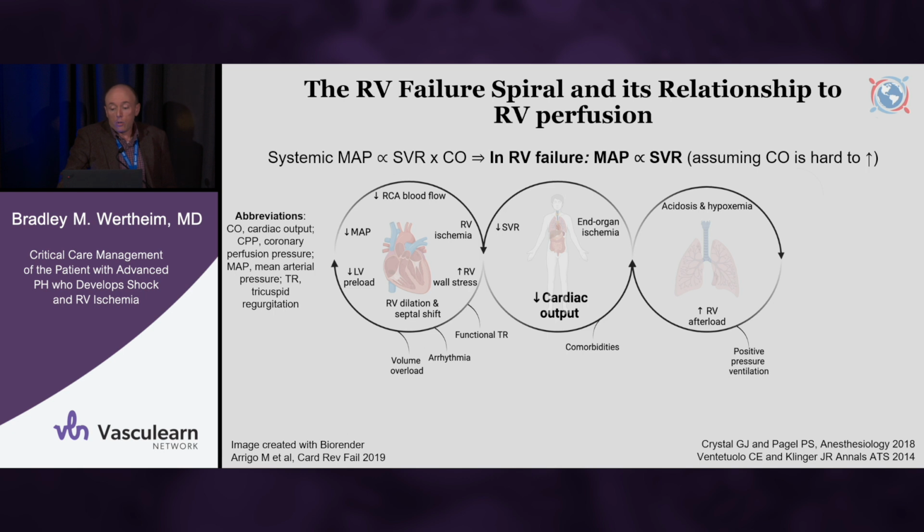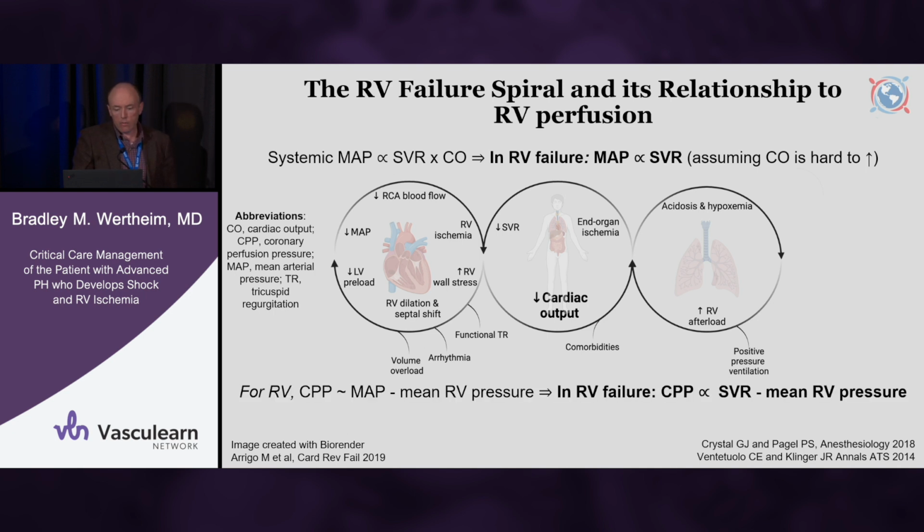However, in the setting of acute RV failure, such as a patient with advanced PAH, advanced CTEPH, it may not actually be possible to reliably increase cardiac output all that much. So in an acute situation, sometimes the only thing keeping that patient alive is your systemic vascular resistance. So in that context, maintenance of MAP is critical because it's essentially keeping the RCA blood flow sufficient to maintain RV function.